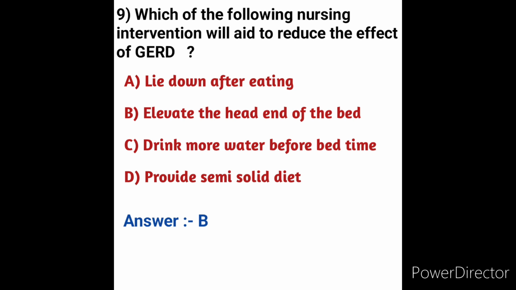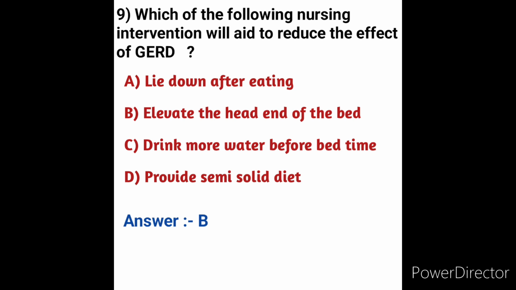Why? Head of bed elevation relieves gastroesophageal reflux symptoms. Bed elevation should be at least 6 to 8 inches, or 15 to 20 centimeters or more. Here, we can reduce or relieve gastroesophageal symptoms through elevation of the head of the bed. Option B is the correct answer.